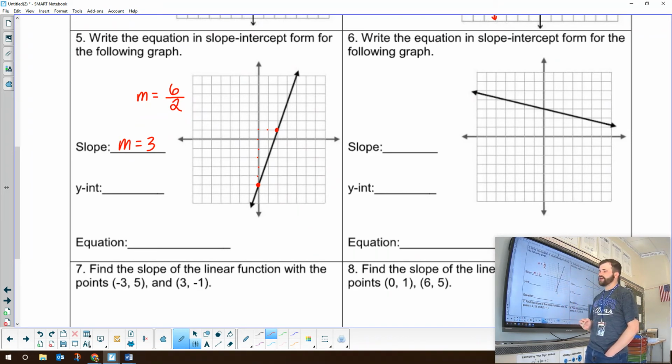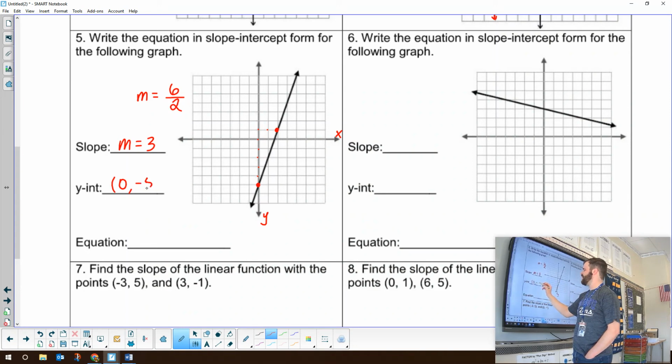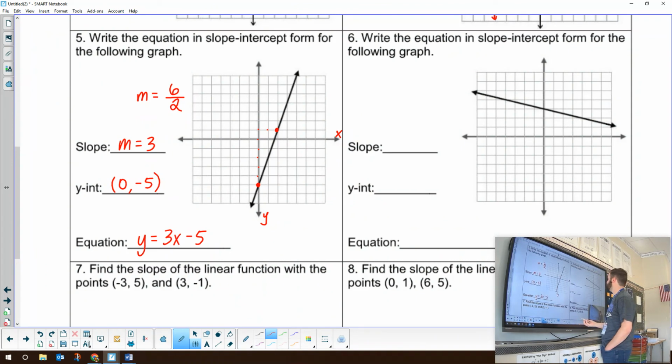All right, my y-intercept, that's where it intersects the y-axis. Remember, this is your y-axis, this is your x-axis. So it's going to intercept the y-axis at negative 1, 2, 3, 4, 5. So my y-intercept is going to be at 0, negative 5. So whenever I write my equation, I just need to write it like this: y equals slope times x minus 5. Bam, easy peasy.